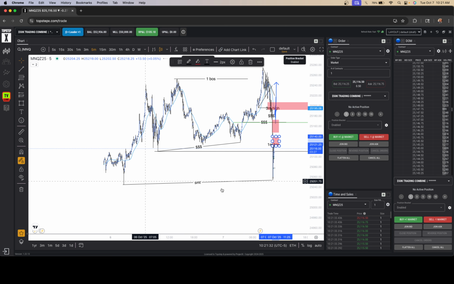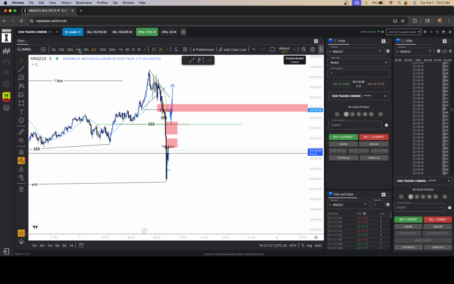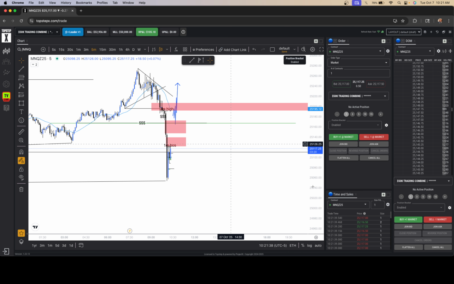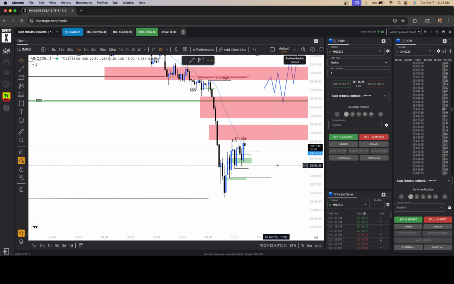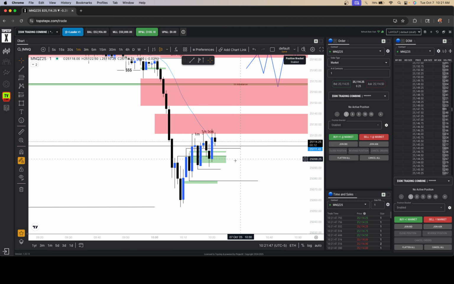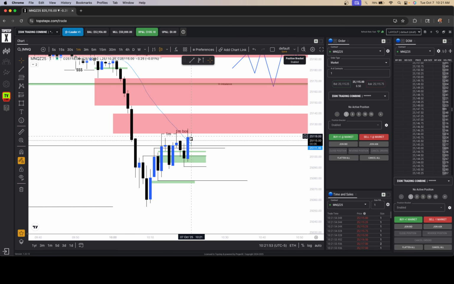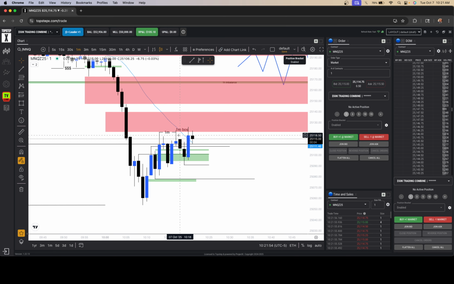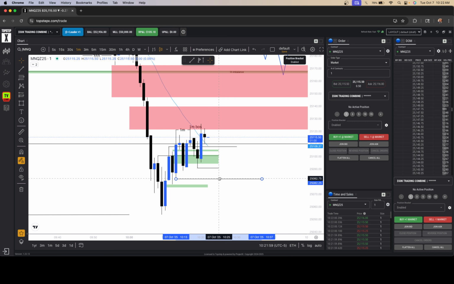We got this large, interesting SMT, but I'm gonna look more at structure than anything. Structure has to tell me we're going up or down. This is the low now. We're still sweeping, as you can see, the highs. We're leaving a lot of liquidity behind. Low, low, low.